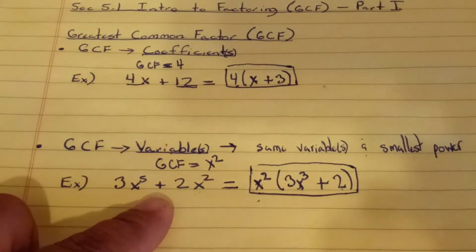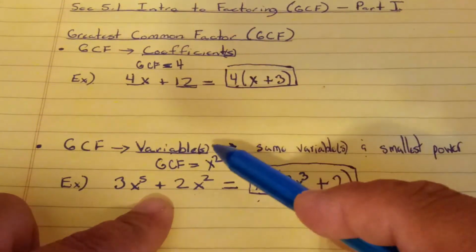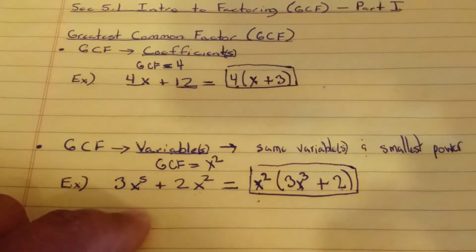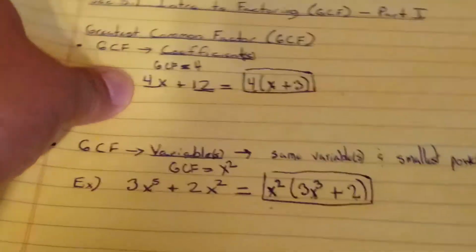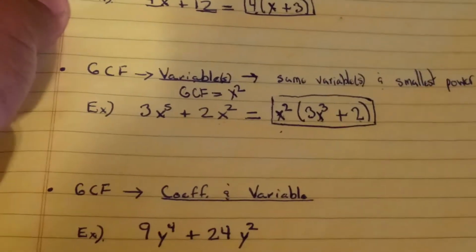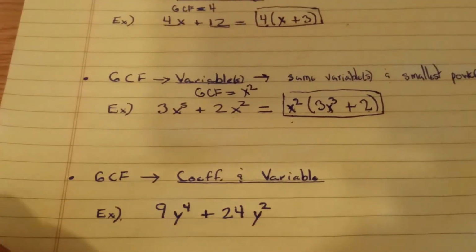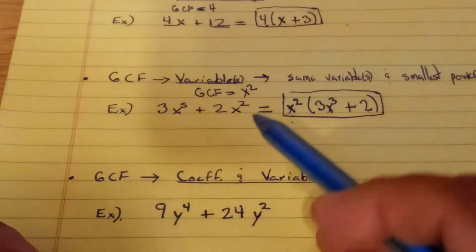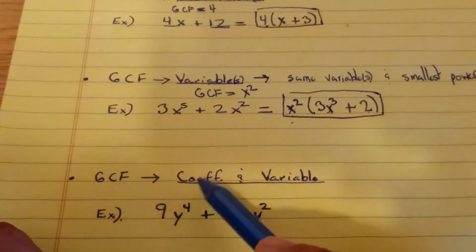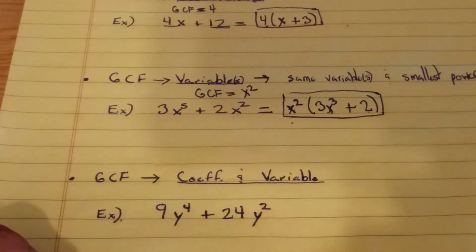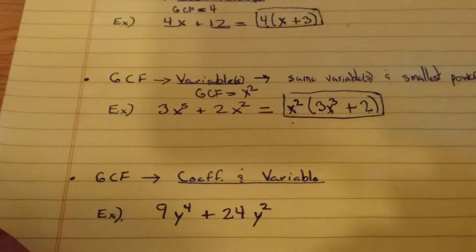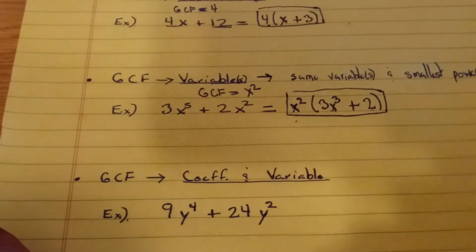So far we've seen two of them. We've seen the coefficient, we've seen the variable, but what if we have both of them? So that's what you're going to do. In this particular case, we're going to go ahead and factor out both the coefficient and the variable. So two different things. So let's remind ourselves.